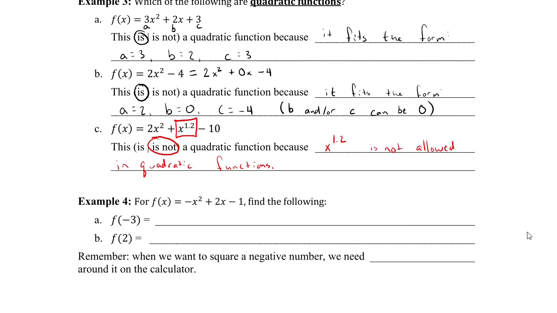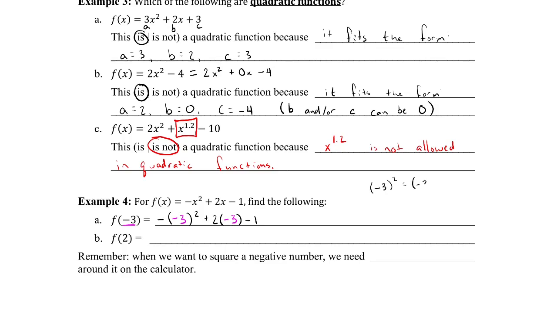Of course, we can evaluate quadratic functions just like we can any other function. So if f of x is the opposite of x squared plus 2x minus 1, we can take f of negative 3 just by plugging in negative 3 for x. So we have the opposite of negative 3 squared plus 2 times negative 3 minus 1.